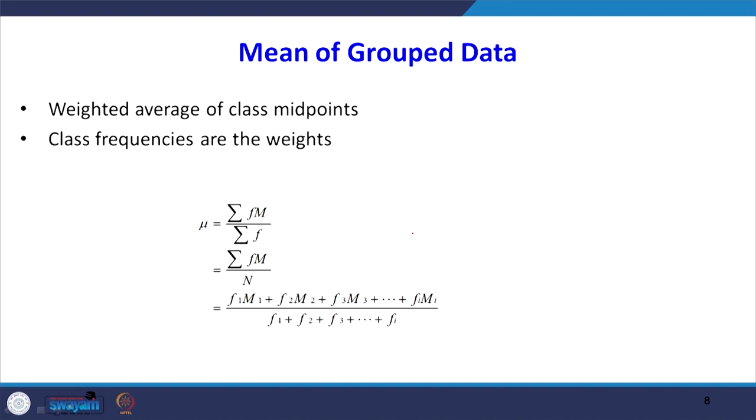Now, how to find the mean of grouped data? The mean of grouped data is nothing but the weighted average of class midpoints. Class frequencies are the weights. The formula is mu equals sigma f m divided by sigma f. Here f represents the frequency, m represents the midpoint. So sigma fm is f1 m1 plus f2 m2 plus f3 m3 and so on plus fi mi, divided by the sum of all f, that is nothing but your n.